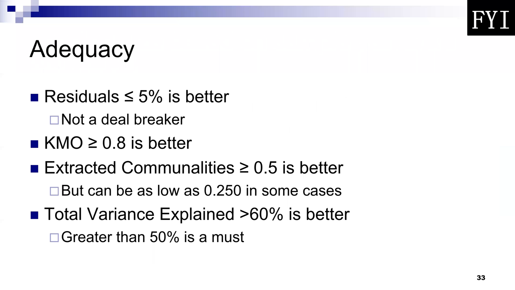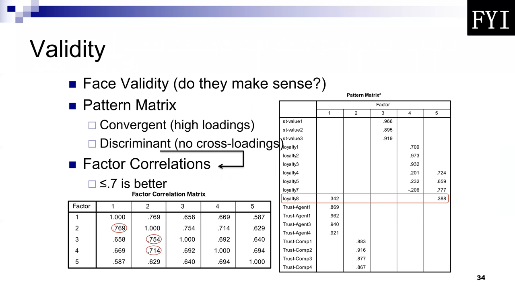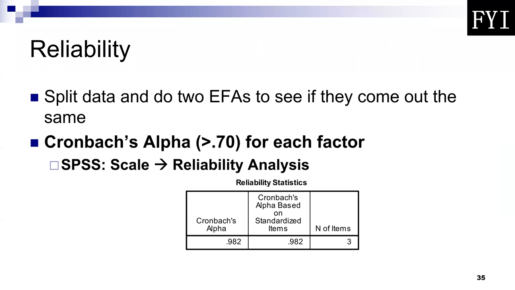Okay. I'm on slide 33 right now. We talked about adequacy. Validity, we talked about a bunch. Reliability, we talked about for Cronbach's alpha. Here's something I didn't talk about.